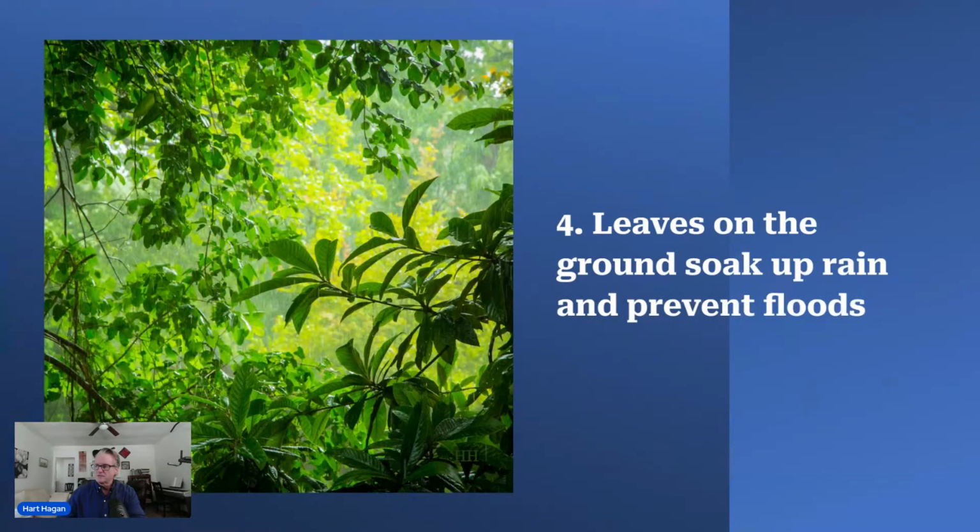Another thing that happens as forests drive our water cycles is that the leaves on the ground soak up the rain and prevent floods. So if you have a 1-inch rainfall, guess what? That's 27,000 gallons per acre. An acre is not that much land. It's like 200 feet by 200 feet. 1 inch of rain on 1 acre is 27,000 gallons. 2 inches of rain is double that, or 54,000 gallons. So you want the leaves to soak up the rain and prevent floods. If you remove the trees, then you remove the source of the leaves, and you're causing floods by removing those trees.